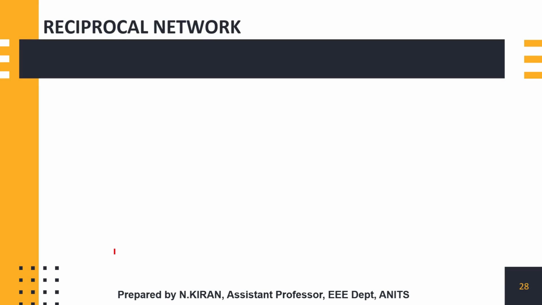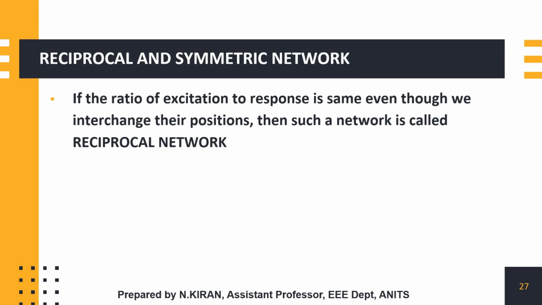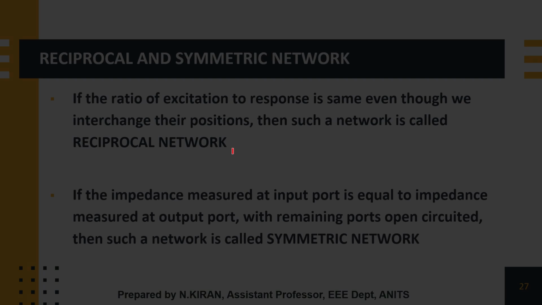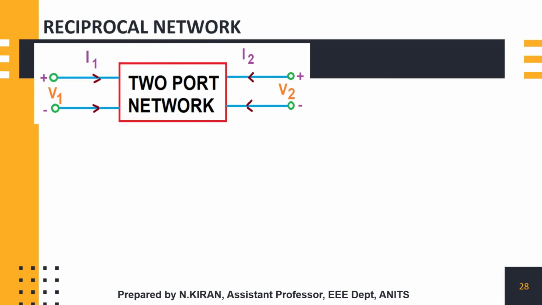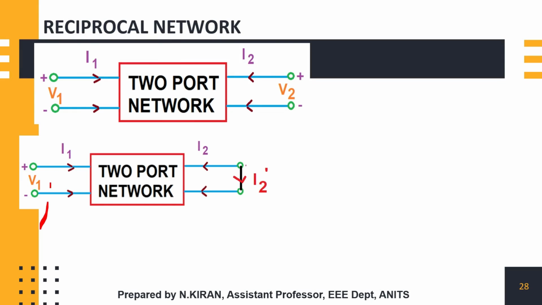As per the definition of reciprocal network, the ratio of excitation to response must be the same even though we interchange their positions. Then such network is called reciprocal network. Let me consider a two-port network. In the first case, I will consider excitation at the input port, and after short circuiting the output port, I will consider the response in the second port.